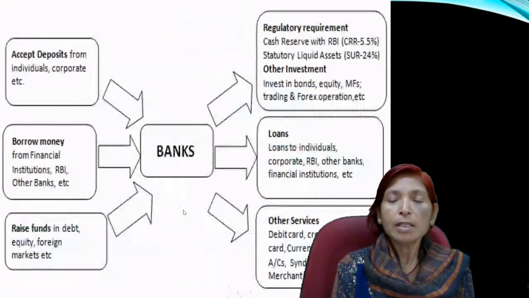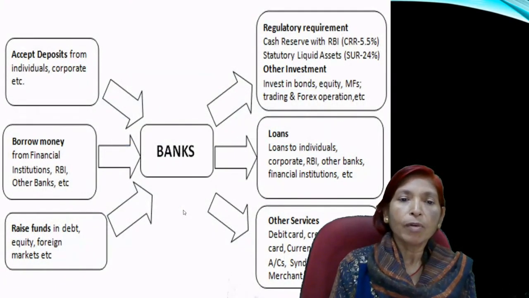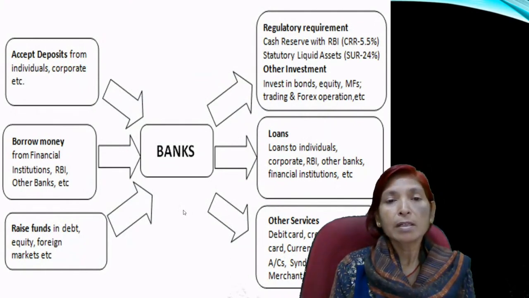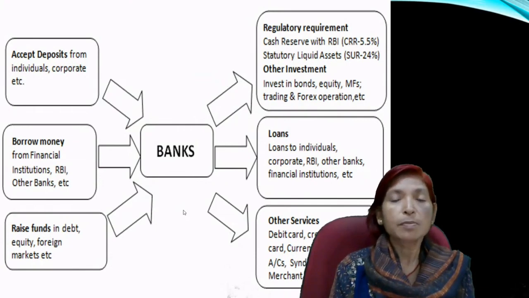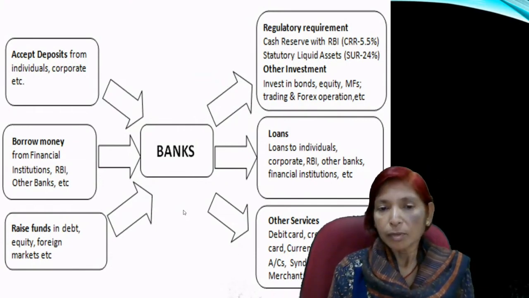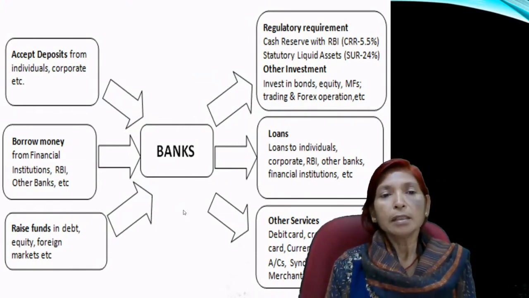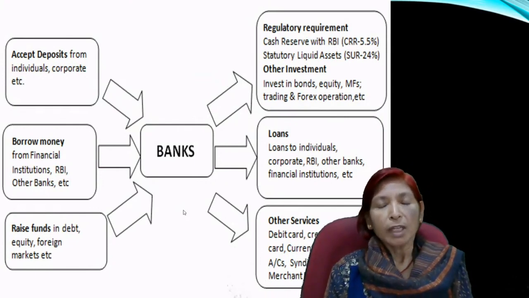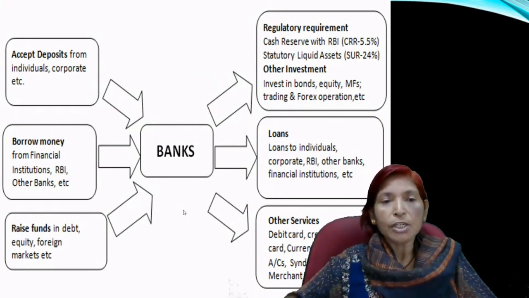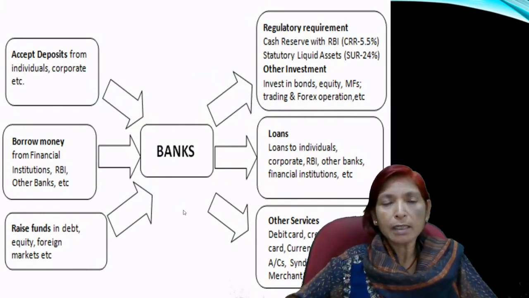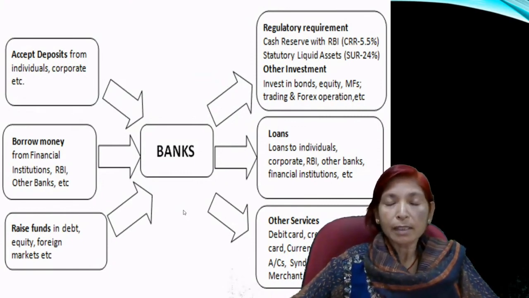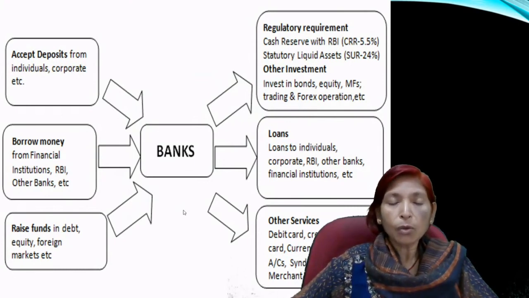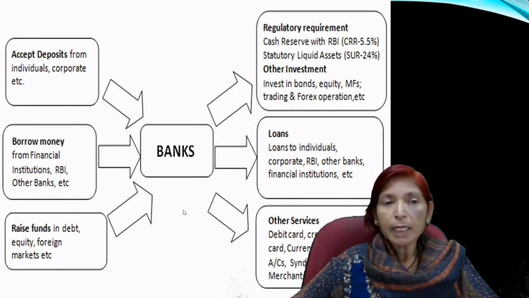Now next is, what is the main function of banks? What are the main or various functions performed by the banking system? You know that the Reserve Bank deals with the organization, management and controlling. It's a regulatory authority, and the Reserve Bank controls the credit process, credit creation process, and controls the money supply.